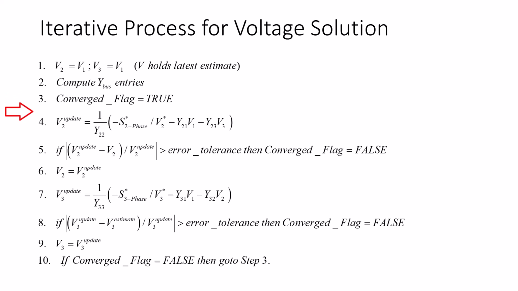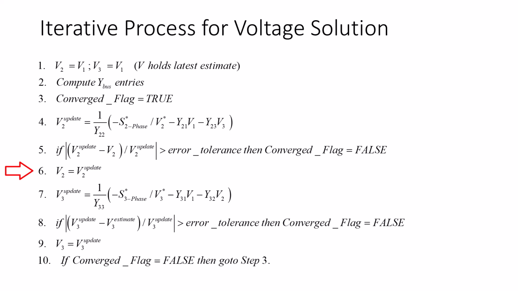We first obtain an update for V2. Note that the current I2 is minus a conjugate of single-phase bus power divided by phase voltage. We then check to see how much V2 has changed. If the change is greater than an error tolerance factor, we set the convergence flag to false. We then update our voltage matrix with the updated value for V2.